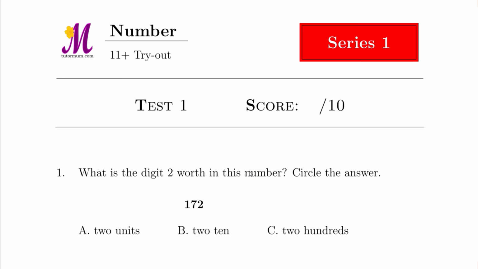Okay, let's start with the first question. What is the digit 2 worth in this number? Circle the answer. 2 is here at the very end of the number, so we read this as 172. That means 2 is just 2 units, so it's here.